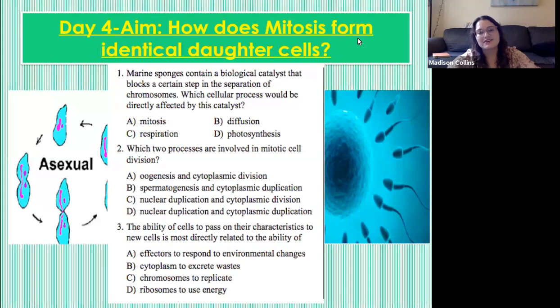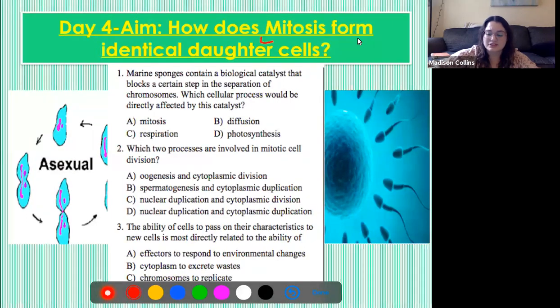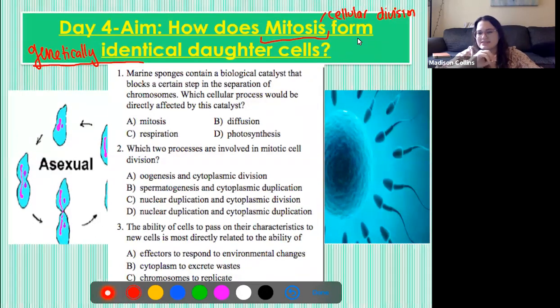Welcome back. This is day 4 of asexual reproduction. Today's aim is how does mitosis form identical daughter cells? So remember, when we're talking about mitosis, we're just talking about cellular division. And when you see this phrase, identical daughter cells, remember we're just talking about the fact that those cells are going to be genetically identical. They have the same set of DNA. But how does that happen?